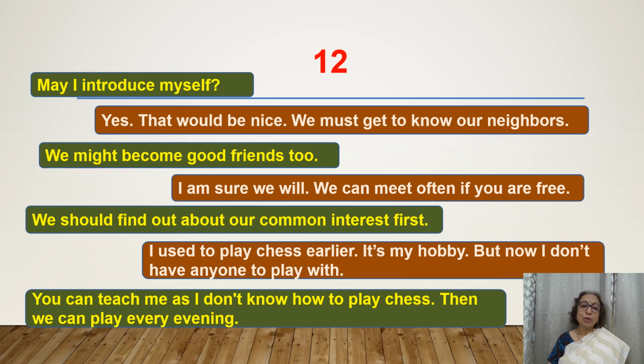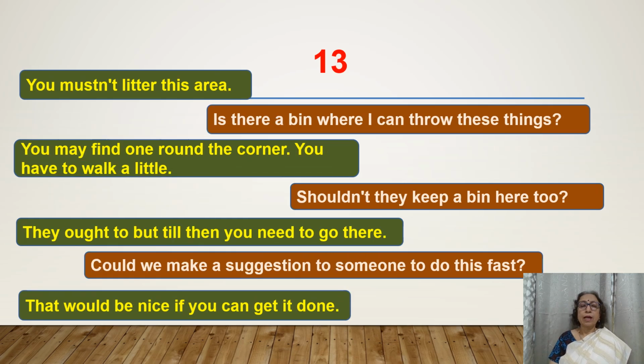So you can see how two friends who are strangers actually are becoming friends and chess companions. We move on to the 13th dialogue out of the 14. And here we start with the word litter. Litter means putting some paper or some garbage and throwing it around. That is the litter.